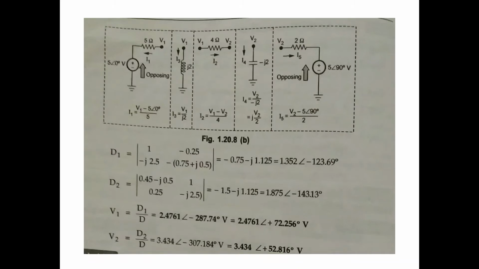Next you calculate D1 by cross multiplication. You get the value 1.352 at angle minus 123. Similarly for D2, the second column will change. Multiply these two, and again we get 1.825 at angle 143. V1 equals D1 by D, and V2 equals D2 by D. We get the values of V1 and V2. Stop the video. Thank you. The remaining will be in the next video lecture.